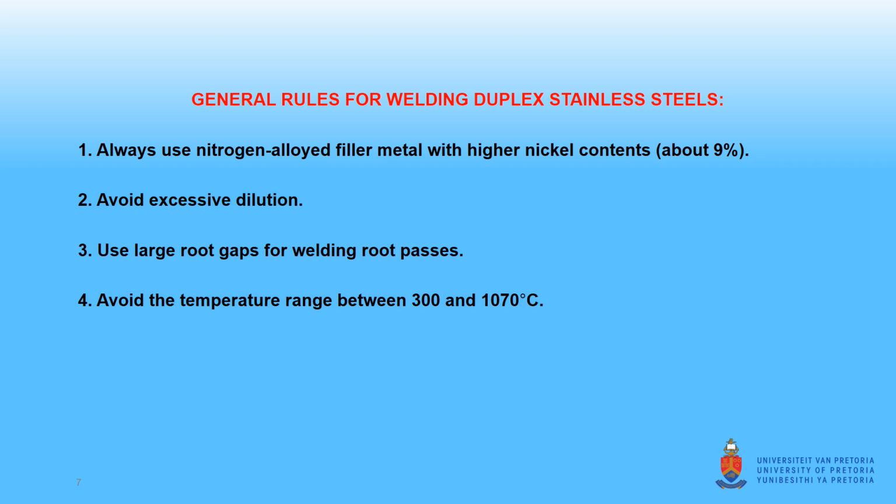And lastly, avoid the temperature range between 300 and 1000 degrees Celsius. Duplex stainless steels are susceptible to the 475 embrittlement and sigma phase precipitation in these temperature ranges.